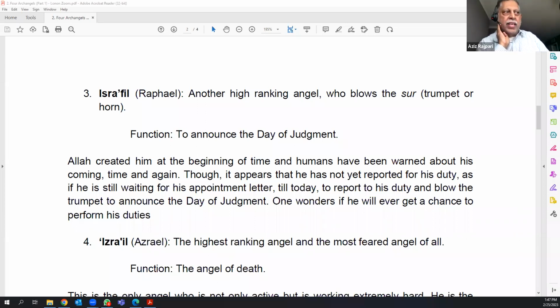Another high ranking angel who blows the sur, the trumpet or the horn, and his function is to announce the day of judgment, the day of Qiyamah.